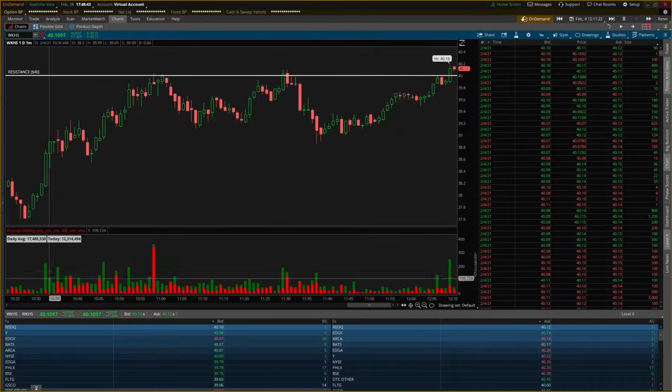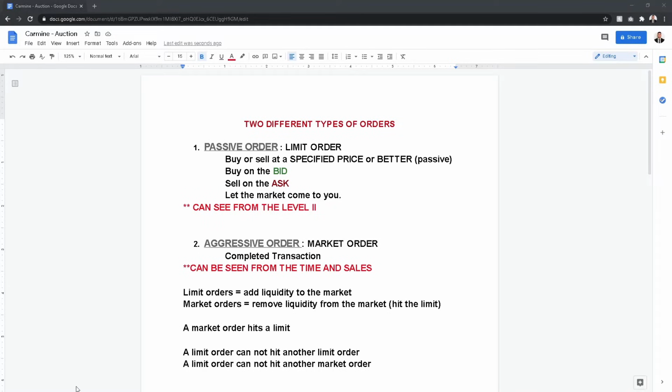And without further ado, let's get right into the tape. We first have to understand how the market facilitates trade. There's two different types of orders and there's two different types of participants in each transaction on the open market.